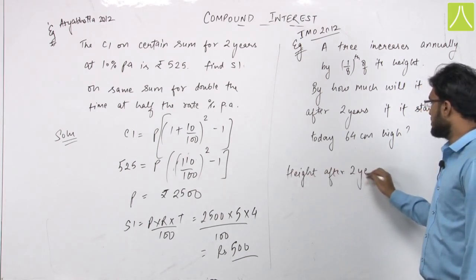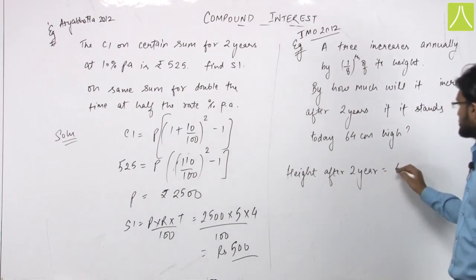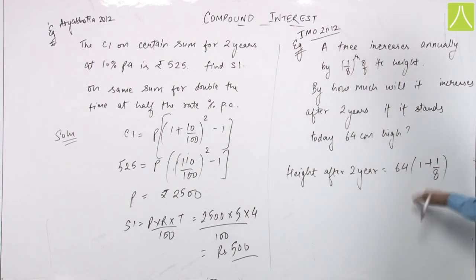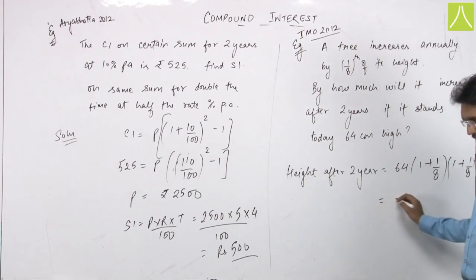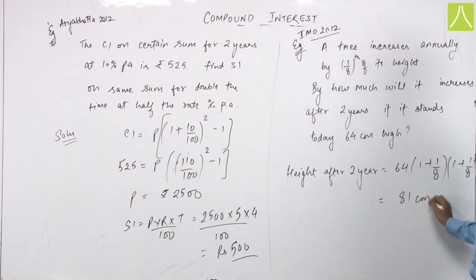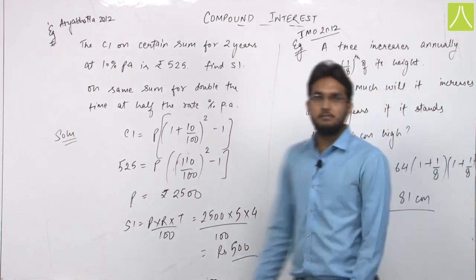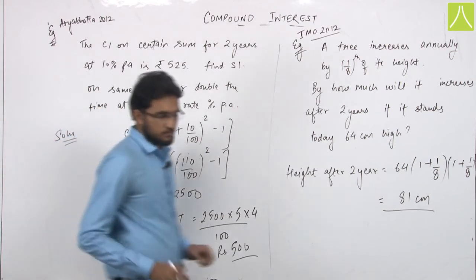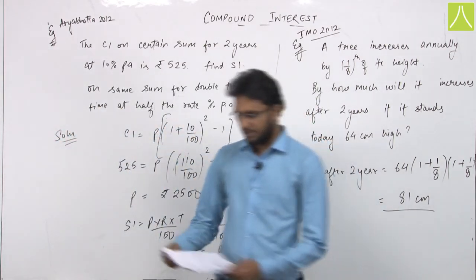The height after 2 years: the principal amount is 64 into the rate, which here is 1 plus 1/8. This is for the first year. For the next year, again we multiply it by 1 plus 1/8. Solving this equation, you will get the height as 81 centimeter. Hence, after 2 years, the height will become 81 centimeter, and before the first year it was 64 centimeter only.